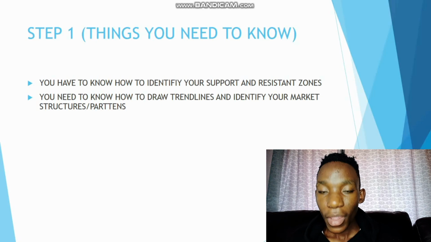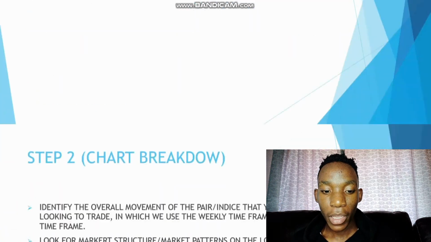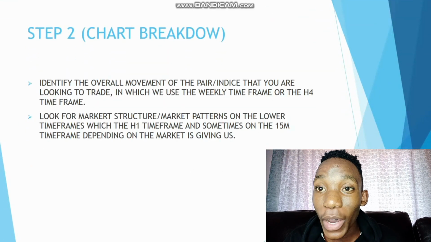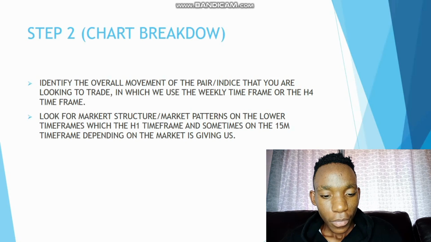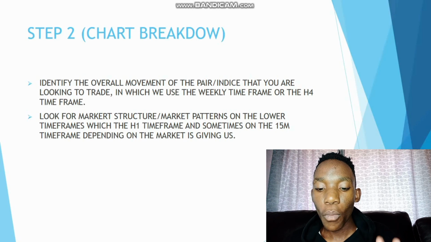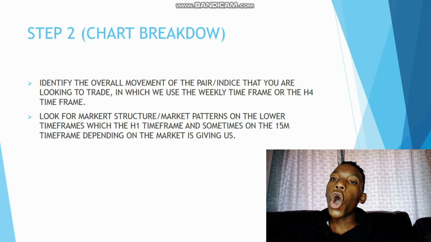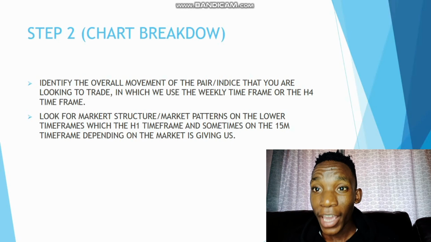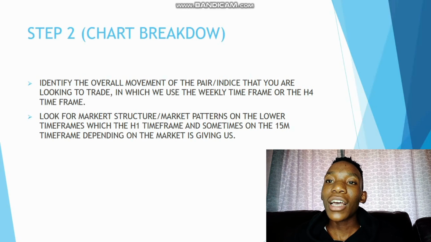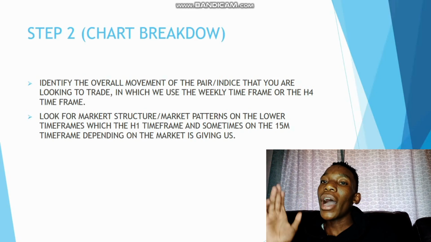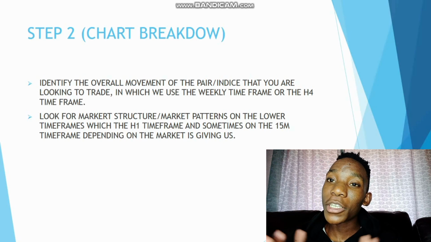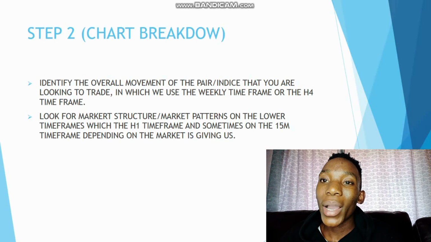So step two, let's head over to step two. So step two is the chart breakdown, where the juicy part is at, right? So the first point is that you have to identify the overall movement of the pair, right? The overall movement of the pair. If you guys see that we are selling from the higher time frame, then there's a lot of possibility that we are selling in the lower time frames, right? Or we must be looking for sells and not go against the trend.